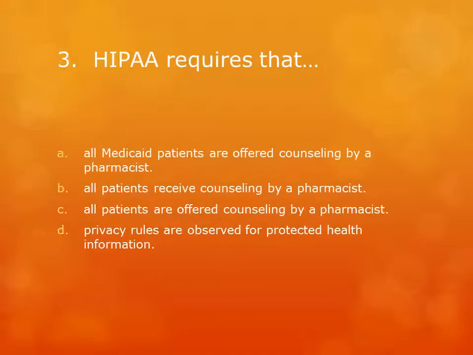Number 3, HIPAA requires that A. All Medicaid patients are offered counseling by a pharmacist, B. All patients receive counseling by a pharmacist, C. All patients are offered counseling by a pharmacist, or D. Privacy rules are observed for protected health information.